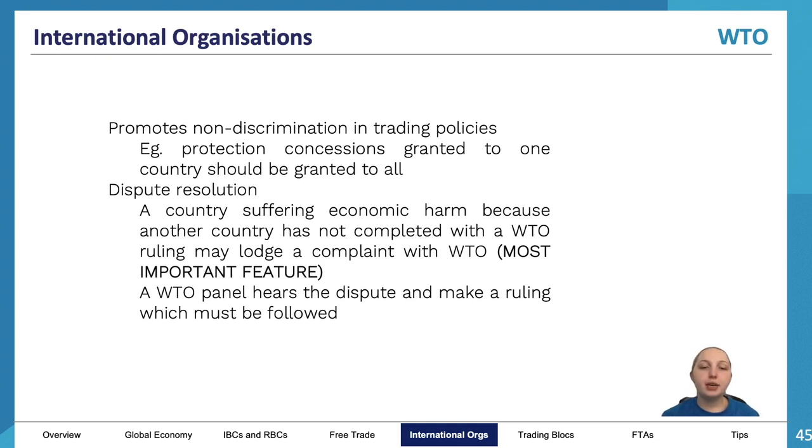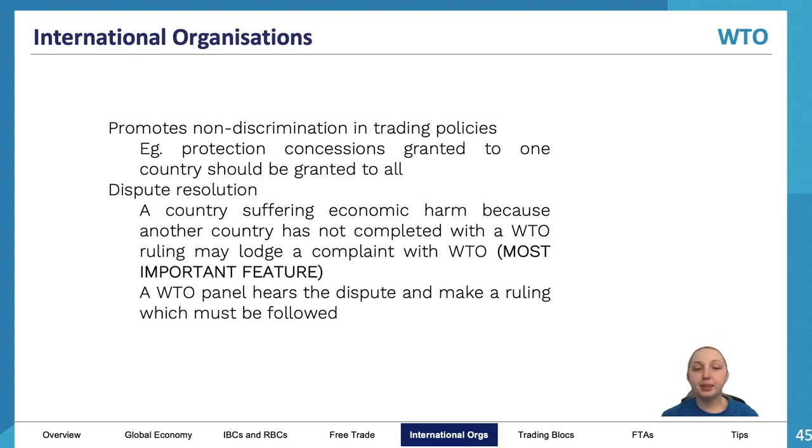They also have a big role, and probably the most important feature of the WTO, which is to resolve disputes in trade. A country suffering economic harm because another country has not complied with the WTO ruling can lodge a complaint with the WTO. A WTO panel will then hear the dispute and make a ruling between the two economies that must be followed.